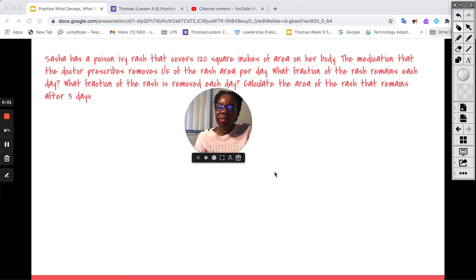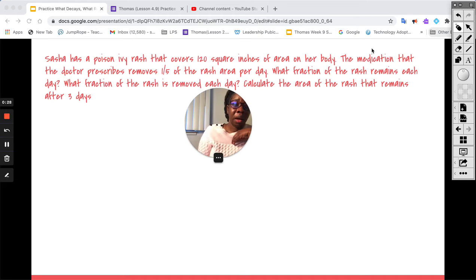All right, so this question says Sasha has a poison ivy rash that covers 120 square inches of area on her body. The medication that the doctor prescribes removes 1/5 of the rash area per day. What fraction of the rash remains each day? What fraction of the rash is removed each day? And we're going to calculate the area of the rash that remains after 3 days.